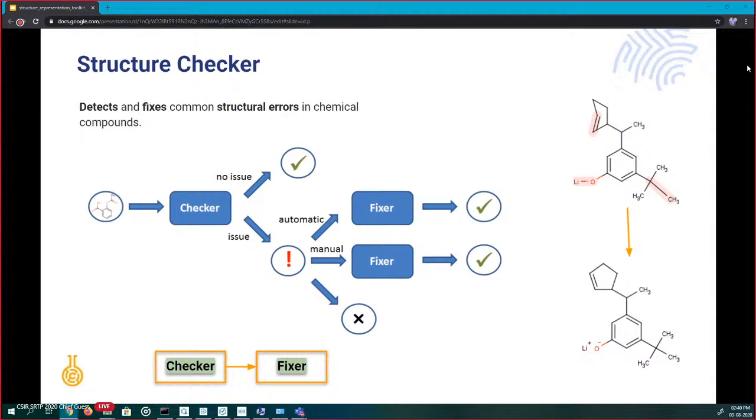There are two modules in structure checkers. One is the checker and one is the fixer. These issues are checked by the structure checker, and then if a fixer is available, they are automatically fixed by the fixer component of this tool. If you see the workflow here, there is an input structure, and it goes through the tool. If no issue is detected, of course there is no problem, but if there is an issue, it takes one of these three paths. If it can fix them automatically using a fixer, it fixes them. In the other case, if no fixer is available, the user is prompted that these are the problems with the structure, so decide what you want to do with your structures.